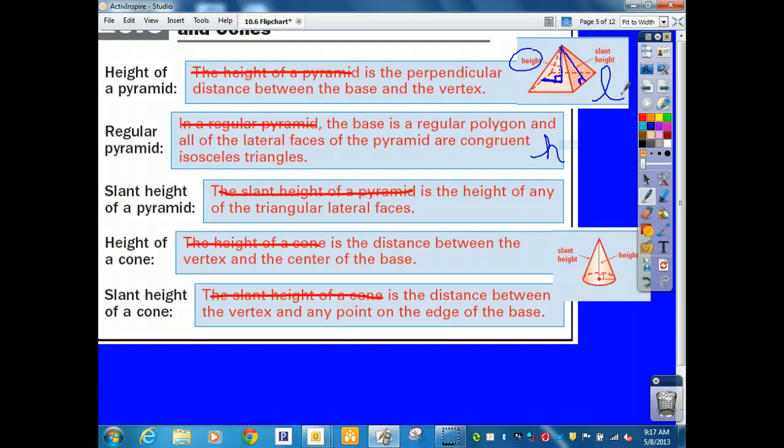And that same thing goes for the height of a cone and the slant height of a cone. The height, which is usually an H, the slant height is the outside of the cone, and that's with an L. That's the difference between slant height and height in your formulas.